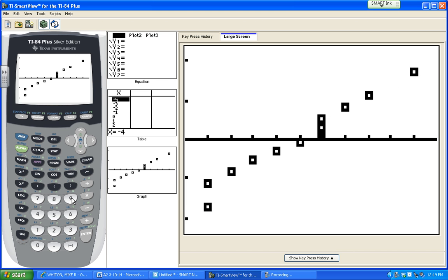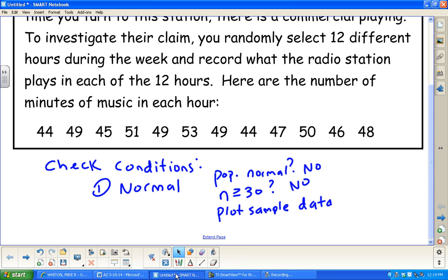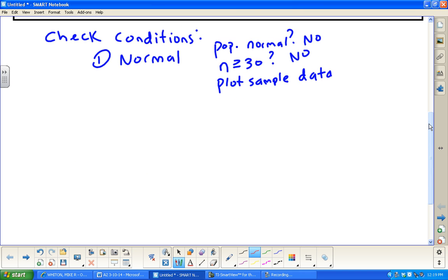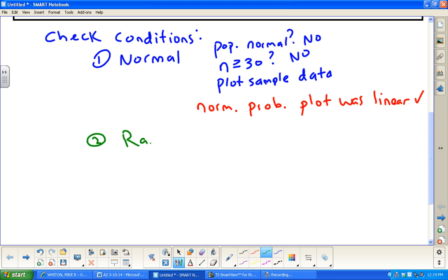So make sure when you're doing these problems, you state something about a linear pattern in the normal probability plot. I'm going to abbreviate here: normal probability plot was linear. It may even be best to give a quick sketch, especially on an AP test, when they're real picky on these conditions. So we have normality. Random: that one was given to us, they told us it was a random sample.